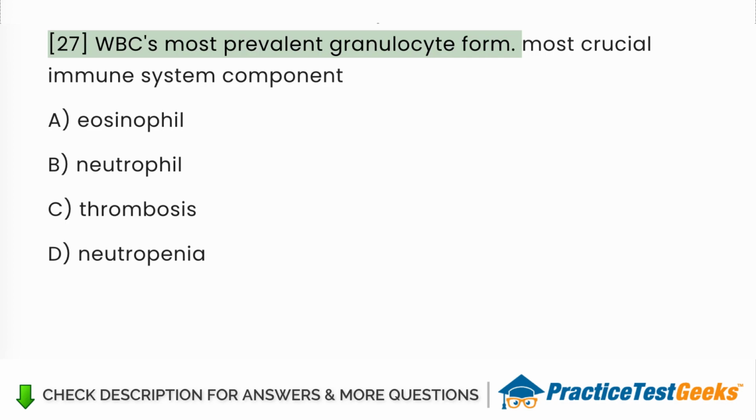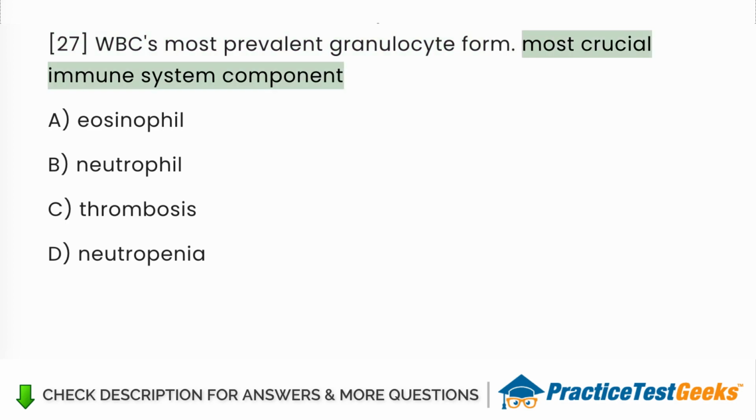WBC's most prevalent granulocyte form. Most crucial immune system component. A. Eosinophil. B. Neutrophil. C. Thrombosis. D. Neutropenia.